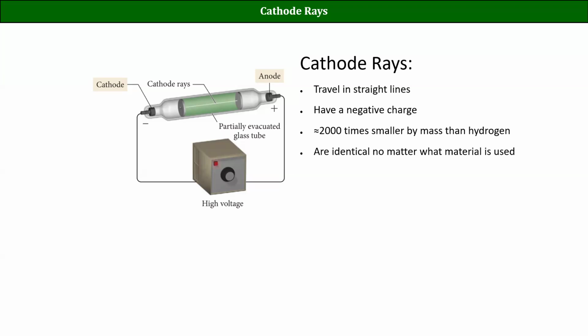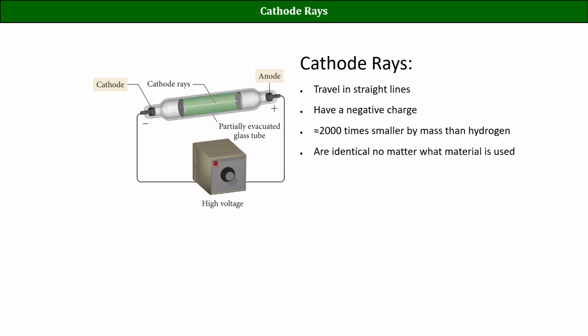And a couple of things that he noticed about cathode rays is he noticed that they travel in straight lines and that they have a negative charge. But the atoms that they started from were neutral. And he also noticed that they were 2,000 times smaller than hydrogen. And hydrogen, they already knew at this point, was the smallest element. And no matter what you used as the metals in the cathode ray tube, you got the same particles out of it. You got these same cathode rays.